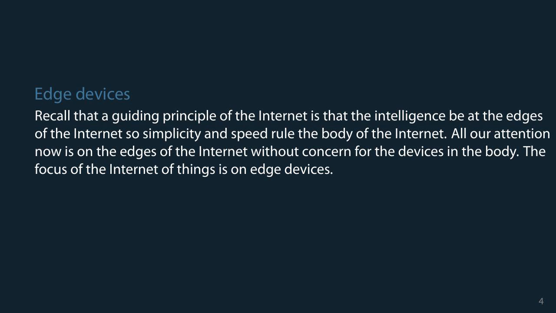What we're talking about occurs at the edges of the Internet. So recall that a guiding principle of the Internet is that the intelligence be at the edges of the Internet so that simplicity and speed rule in the body of the Internet. So all our attention now is on the edges of the Internet without concern for the devices in the body. The focus of the Internet of Things is on edge devices.